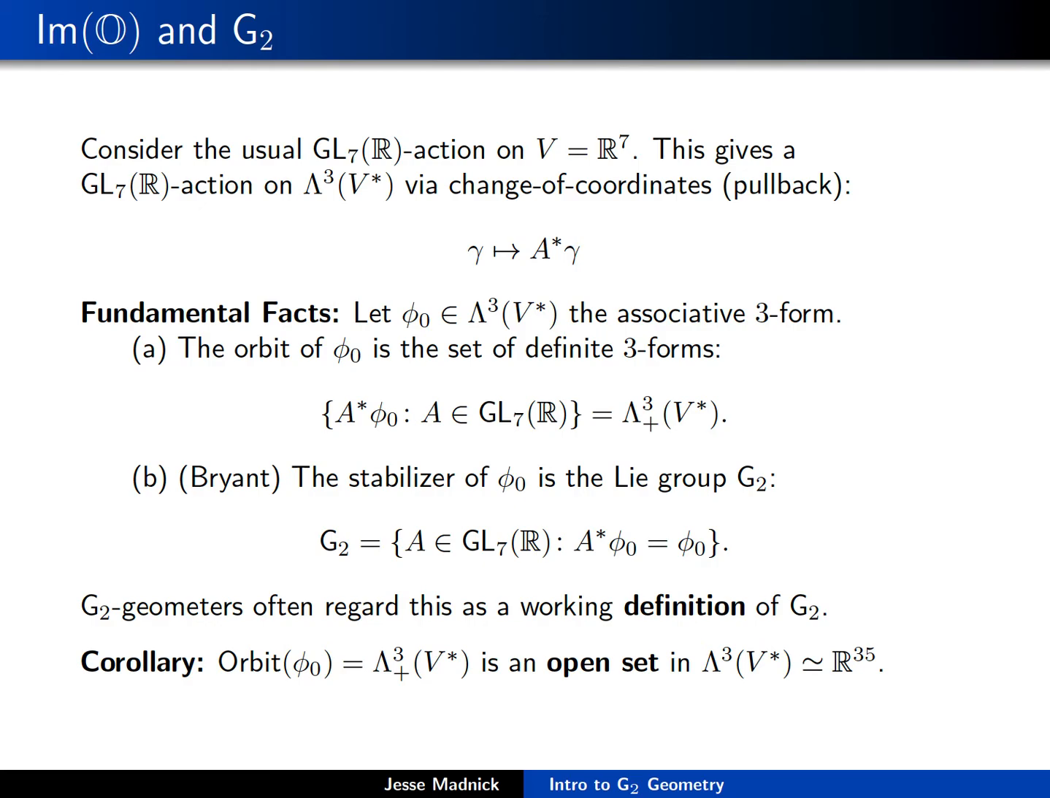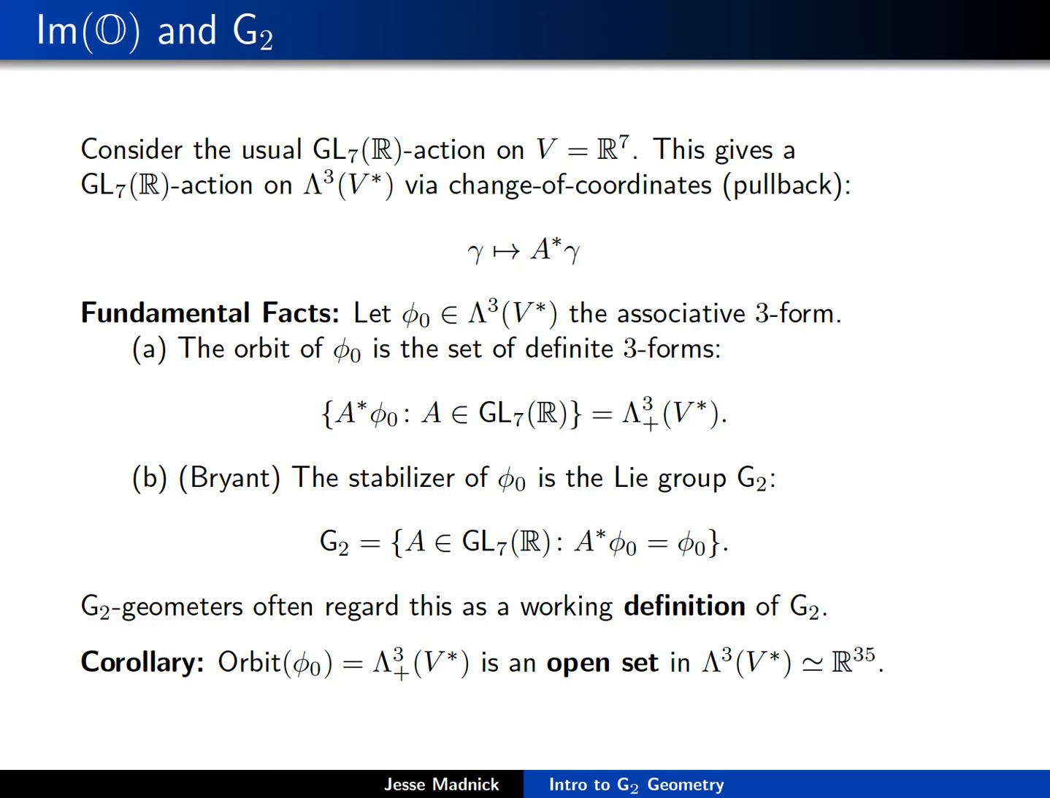So if you count dimensions, the space of 3-forms is 35-dimensional, and G2 is a 14-dimensional Lie group, and you apply the orbit-stabilizer theorem, then what you discover is almost like an arithmetic accident in a way. The orbit of phi 0, which is the set of definite 3-forms, is an open set.